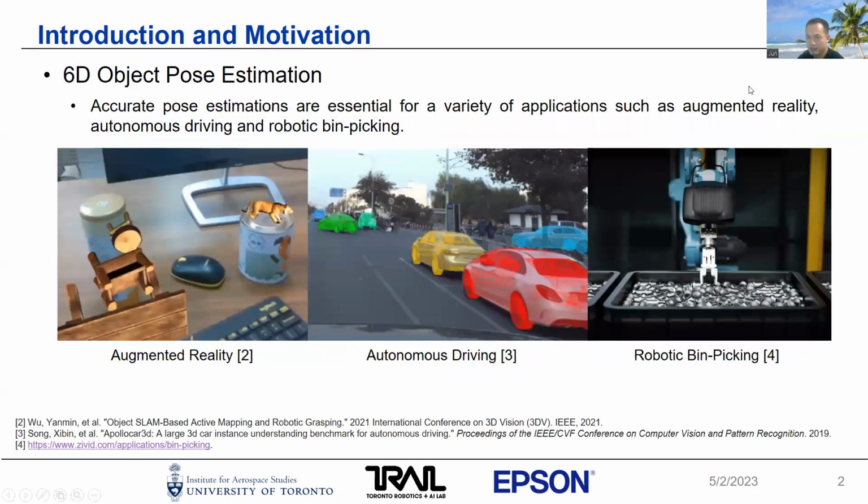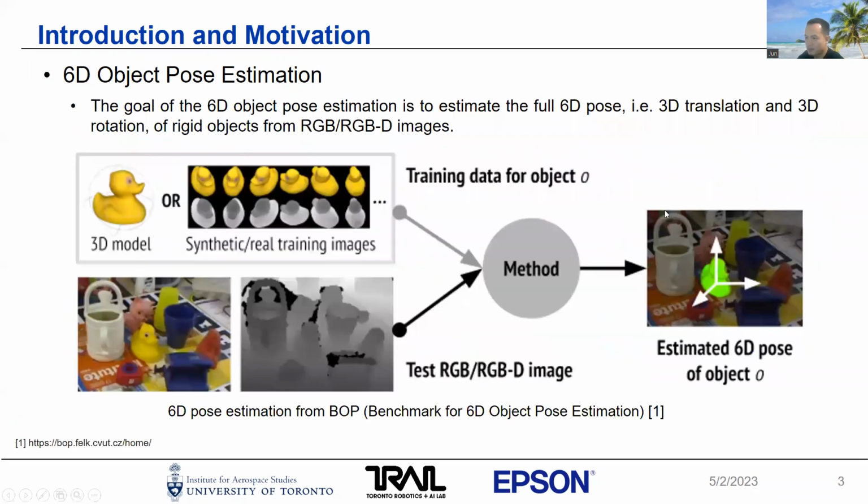6D object pose estimation is an important piece in many applications, like augmented reality, autonomous driving, and robotic bin picking. The goal of pose estimation is to estimate the object's 3D translation and 3D rotation in the scene. In our work, we assume the object CAD model is given.